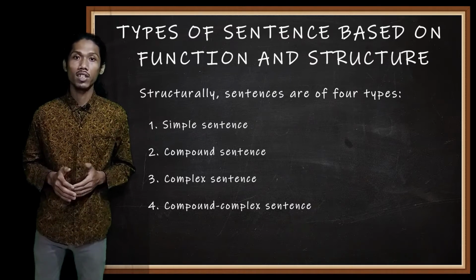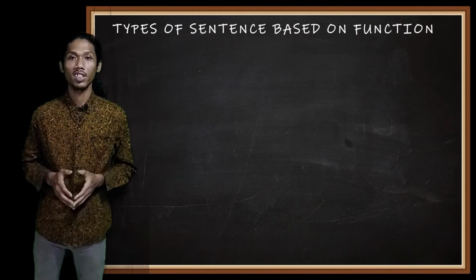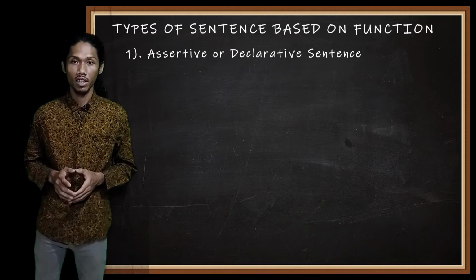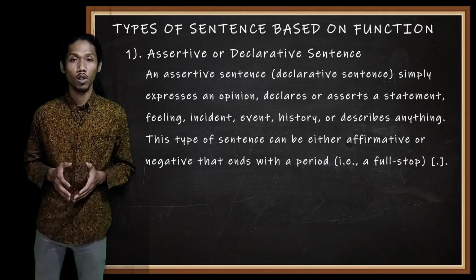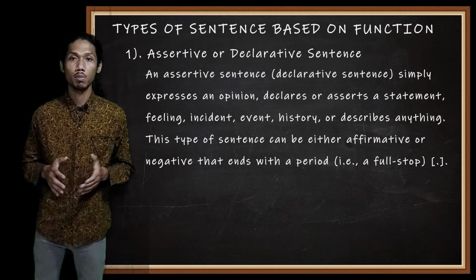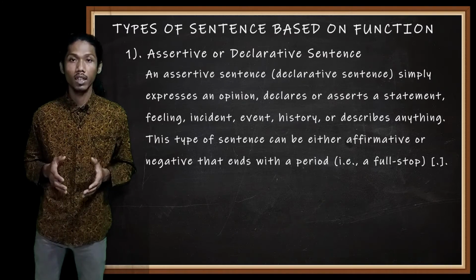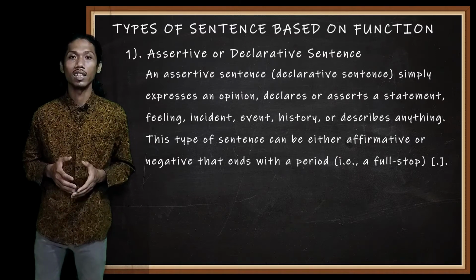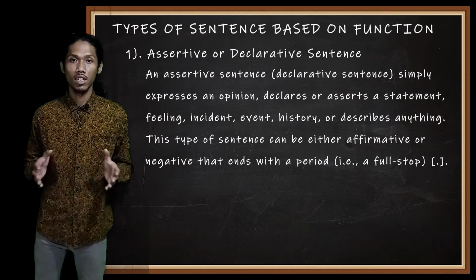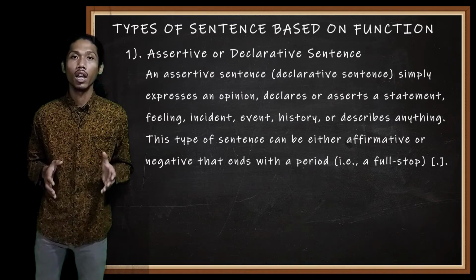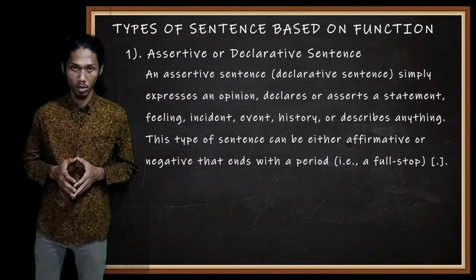Okay, now let's discuss types of sentences based on their function. Assertive or declarative sentence. An assertive sentence or declarative sentence simply expresses an opinion, declares or asserts a statement, feeling, incident, event, history, or describes anything. These types of sentences can be either affirmative or negative that ends with a period or full stop.